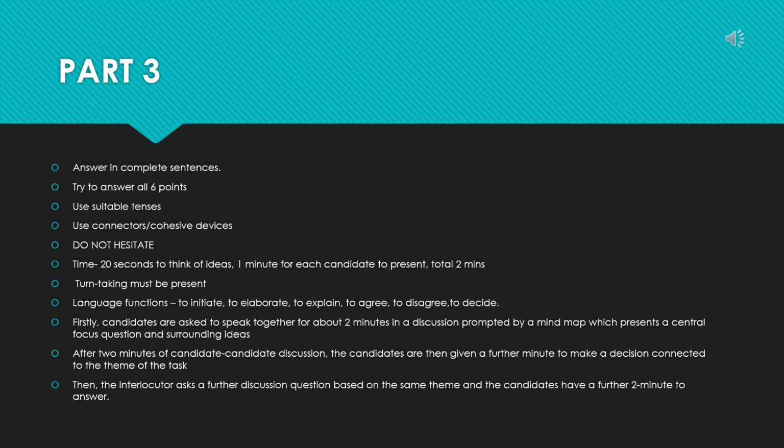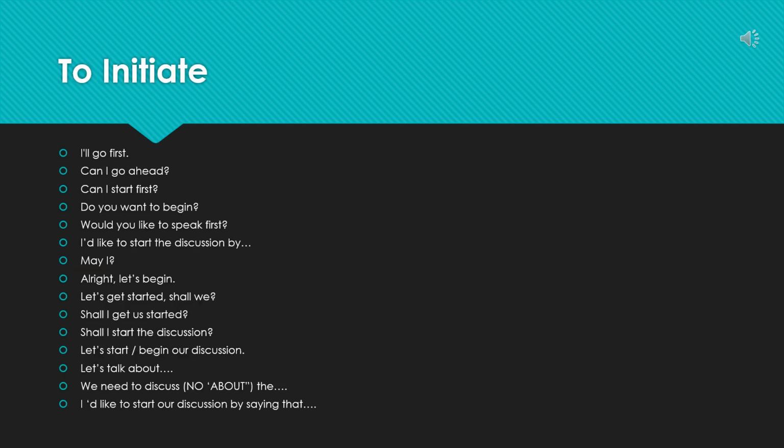Firstly, candidates are asked to speak together for about 2 minutes in a discussion prompted by a mind map, which presents a central focus question and surrounding ideas. After 2 minutes of candidate-candidate discussion, the candidates are then given a further minute to make a decision connected to the theme of the task. Then, the interlocutor asks a further discussion question based on the same theme, and the candidates have a further 2 minutes to answer. To initiate, I'll go first.